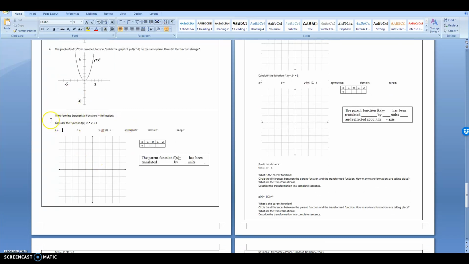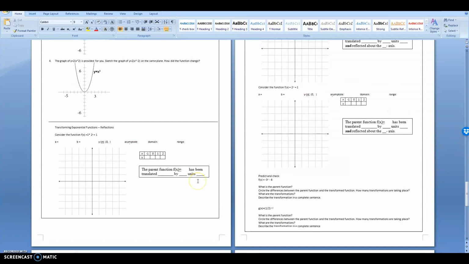So let me have your attention, please. We're going to be describing transforming exponential functions today. And just like we did in the previous lessons, we're first going to start out by simply describing, right? We're going to describe what is happening to the function. And once we're comfortable with that, maybe we will sketch it if necessary.